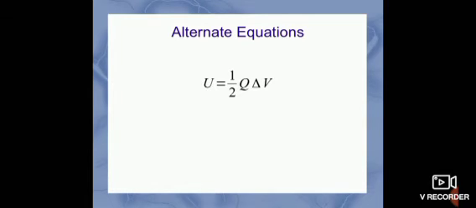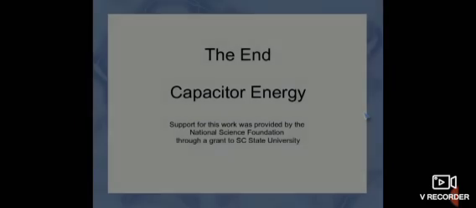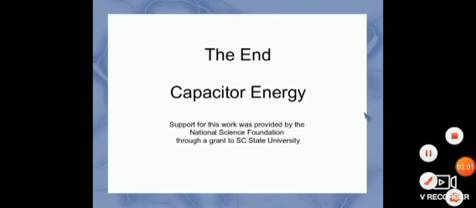Let us see the alternate equation. I already told you the value of Q is given by C into del V. Therefore, U equals half C into del V squared. It is also given as half Q squared divided by C, since the value of del V is given by Q by C. Therefore, U equals half Q squared divided by C. So, U equals half Q del V, U equals half C del V squared, and U equals half Q squared divided by C. All of these denote the energy equation in the capacitor. This is the value of energy stored in the capacitor.